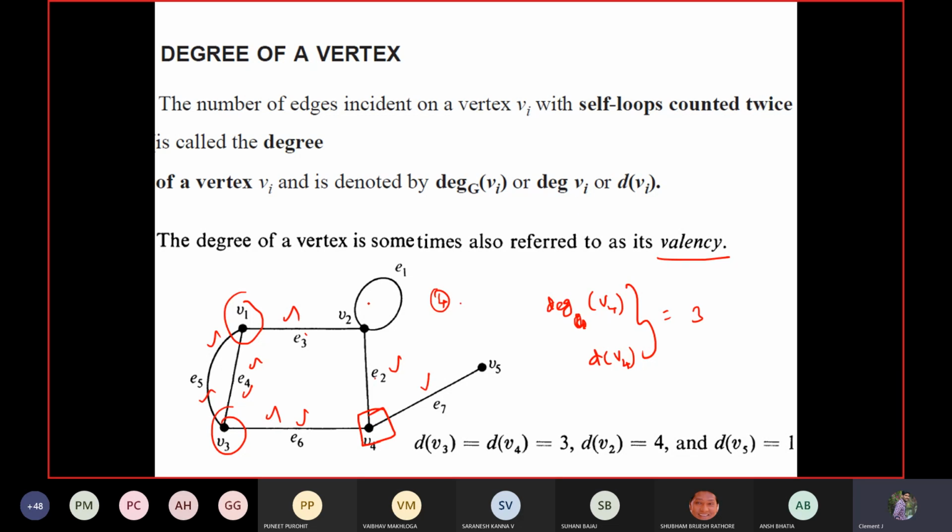See here, if you are counting the self loop degree, the degree of that self loop will be counted as twice. Okay, so here E3 will be counted for that vertex V2 as an incident edge. E3 is also E2, and then E1 will be counted twice. So 1 plus 1, 2 plus 2, 4. So that's why they have mentioned here the degree of V2 as 4.